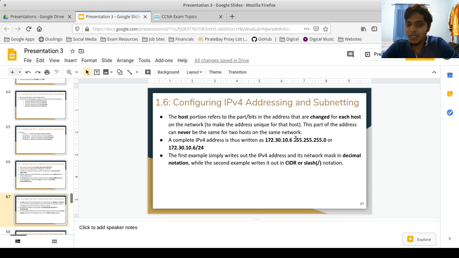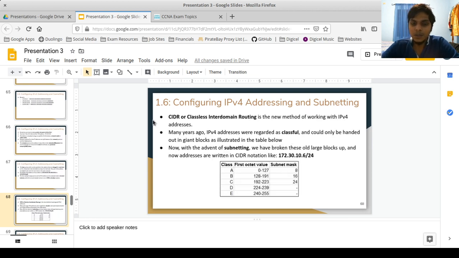So subnet masks look like 255.255.255.0. They could also look like slash something. So this 24 here is the same thing as this 255.255.255.0. So the first example simply writes out the IPv4 address and its network mask in decimal notation. So these are our normal decimal numbers as we just explored, while the second example writes it out in CIDR or slash notation. So it refers to the same thing, and we'll see why in a few slides. So CIDR, or classless inter-domain routing, is the new method of working with IPv4 addresses.